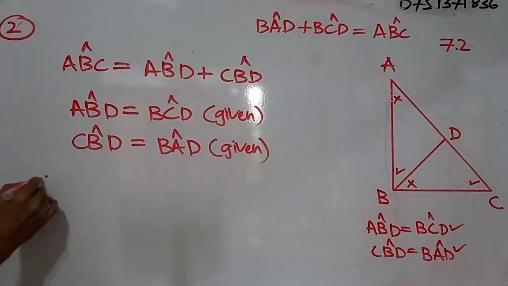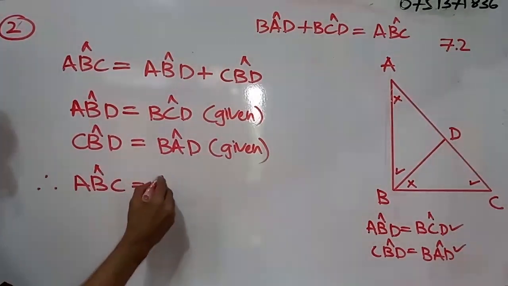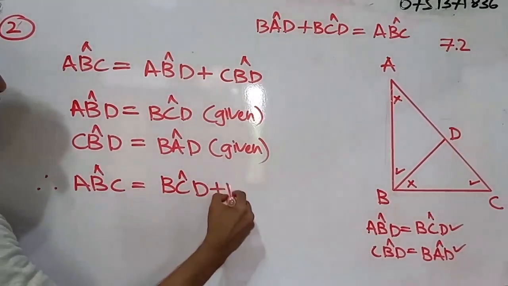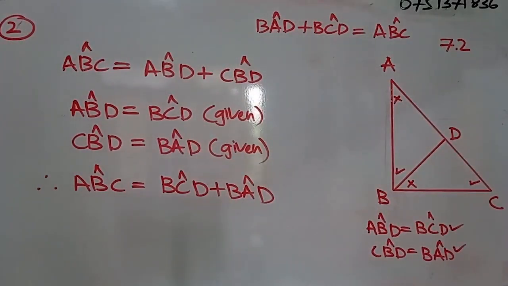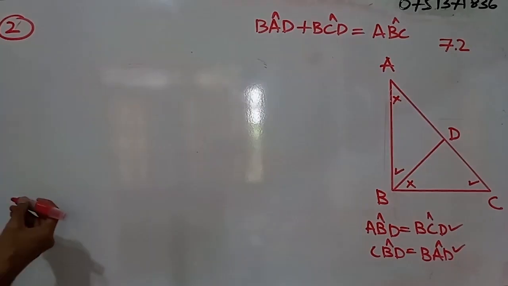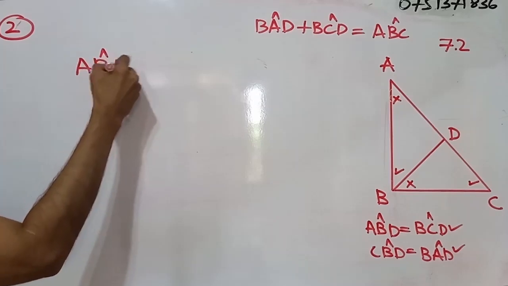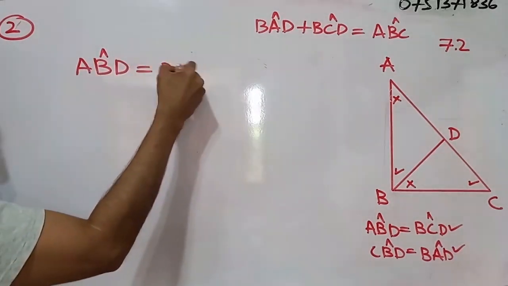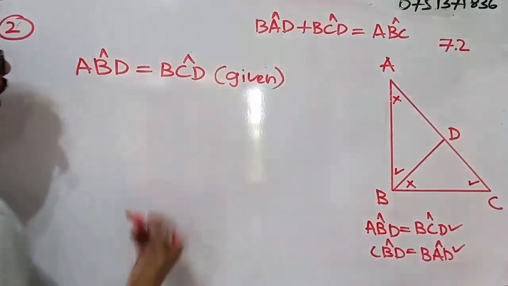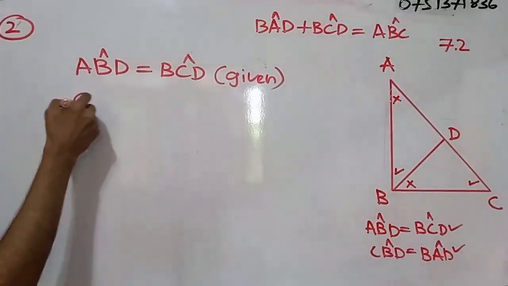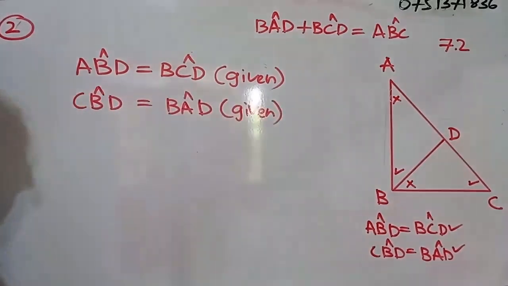That means what? Therefore, ABC is equal to what? BCD plus BAD. So that is one way of getting the answer. Okay, so now we will consider the second method. We know that ABD is equal to BCD. So this is given, and also we know that CBD is equal to BAD. That is also given.